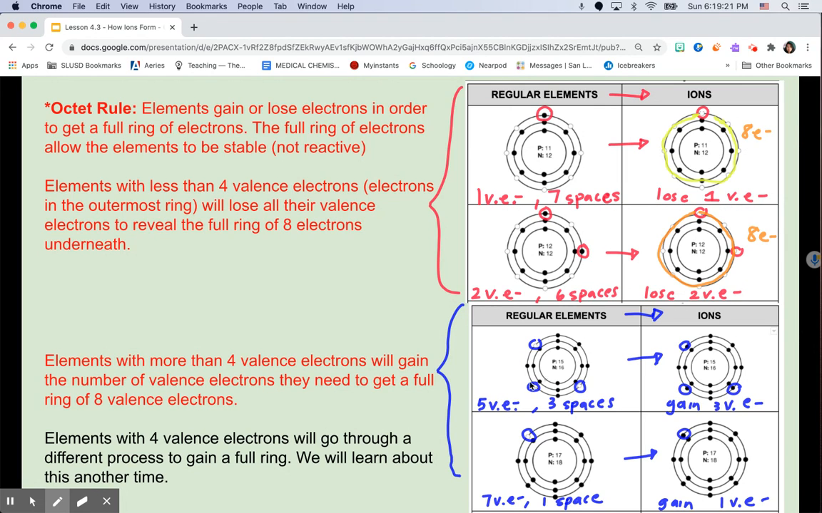So here in this case, I have 5 valence electrons, so 1, 2, 3, 4, 5 valence electrons on the outermost ring and 3 spaces, right? And in this case, it's going to gain 3 valence electrons, making a total of 8 electrons on the outermost ring. So if I count out in the ion version, I'm going to have 1, 2, 3, 4, 5, 6, 7, 8 valence electrons.